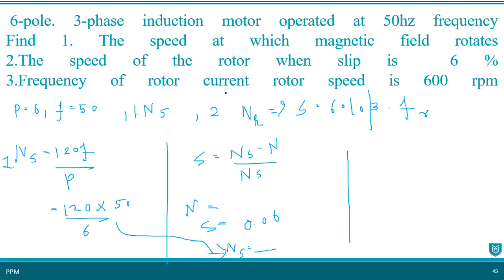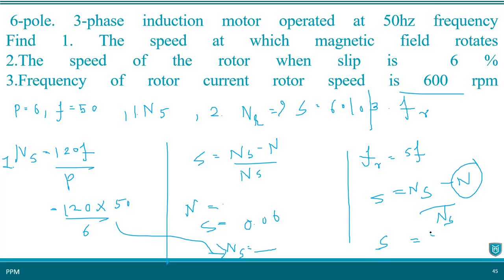And last is the frequency of rotor current. Fr is equal to S into F. But we need to find out the S. So S is equal to again (Ns minus N) upon Ns. Here S is given to you, N is given to you, and you need to find out the new value of this, and then you will get this answer. Now looking at the chat box, giving you 5 minutes to submit the answer.